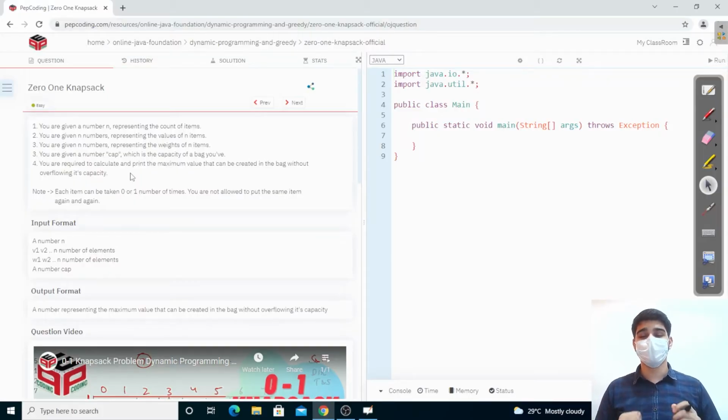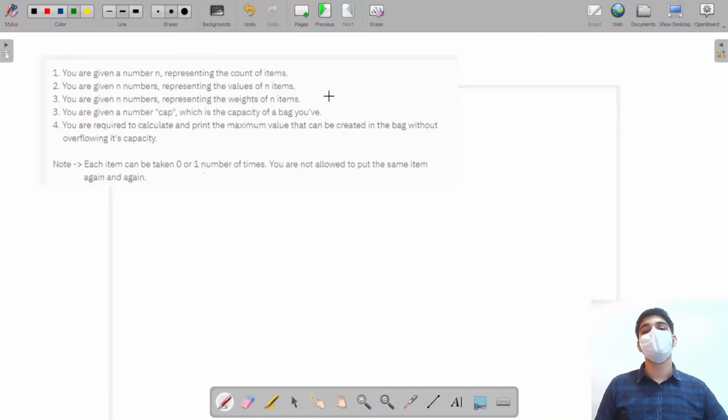In this video, we're going to solve a really exciting and practical problem, which is 0/1 knapsack, right? It's a DP question, and over here we have its objective. If we read the objective, it says that we are provided with a number n, which represents the count of items. So we will be provided with items.